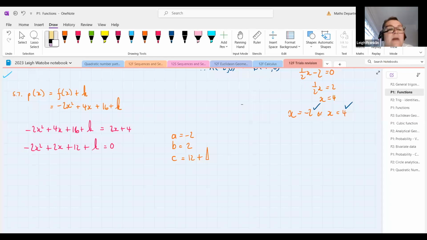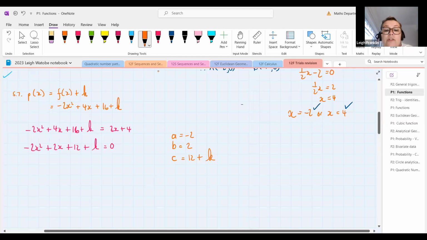Oh, what on earth is that? Sorry, I don't know why it does that sometimes, but it likes to change what I've written into a shape.